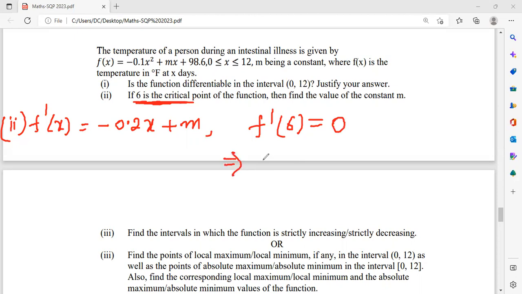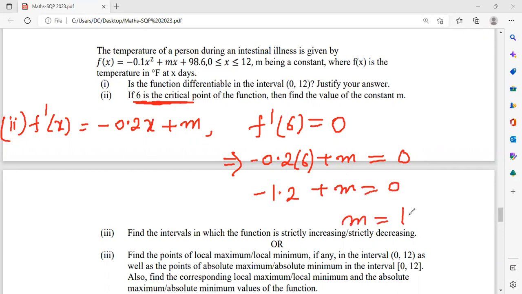This will mean minus 0.2x plus m should be, in place of x we write 6, equal to 0. So 0.2 into 6 is 1.2, minus 1.2 plus m is equal to 0, or you can say your m should be 1.2. So the second part is done. The value of constant m is 1.2.